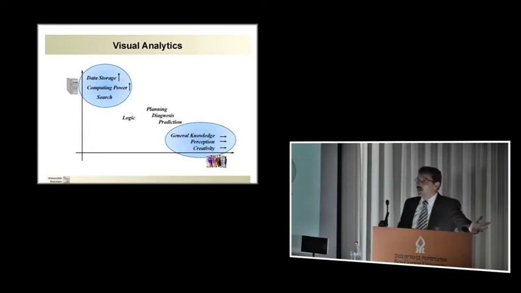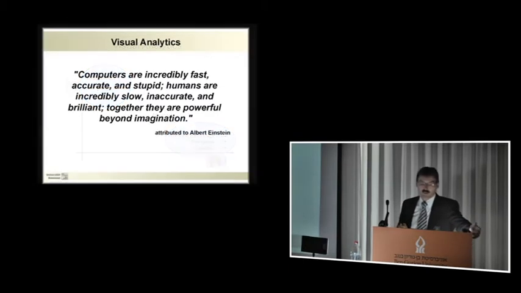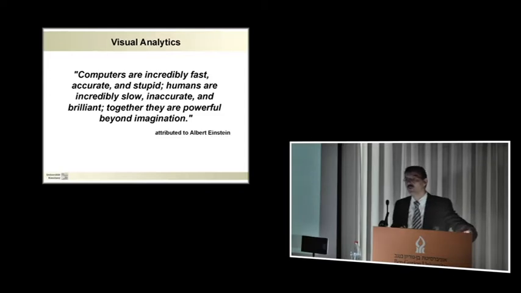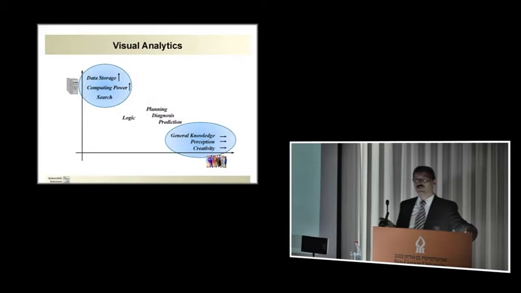And I like the quote attributed to Albert Einstein very much. He's supposed to have said, computers are incredibly fast, accurate, and stupid. Humans are incredibly slow, inaccurate, and brilliant. Together, they are powerful beyond imagination. And this is basically the one-sentence summary of what visual analytics tries to do. It tries to combine these two things and empowers the human to really profit from the strengths of the computer in order to make good inventions, good discoveries.